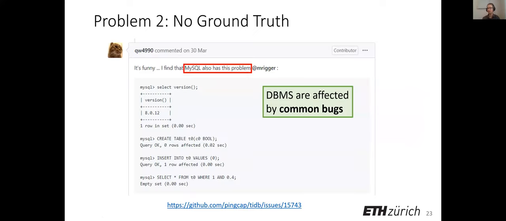Another problem that is interesting, I think, is that differential testing does not provide what we call a ground truth. So it might be that database management systems are affected by the same underlying bugs. And this actually can happen in practice. So we found, for example, bugs that affected both TiDB and MySQL, as pointed out here by a TiDB developer.